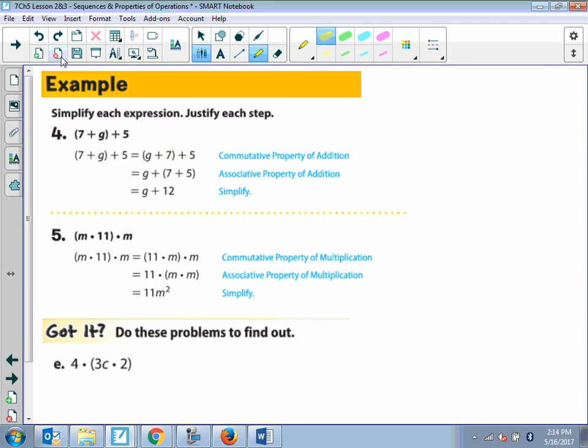Now I'm going to take the parentheses and move them from the first 2 to the second 2. What property is that? When you are grouping differently, that's the associative property of addition. And now, because we have those two together, we can add them and we end up with g plus 12.